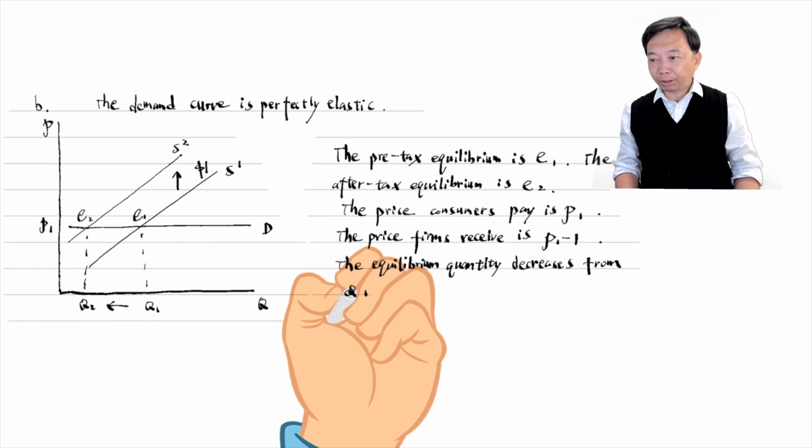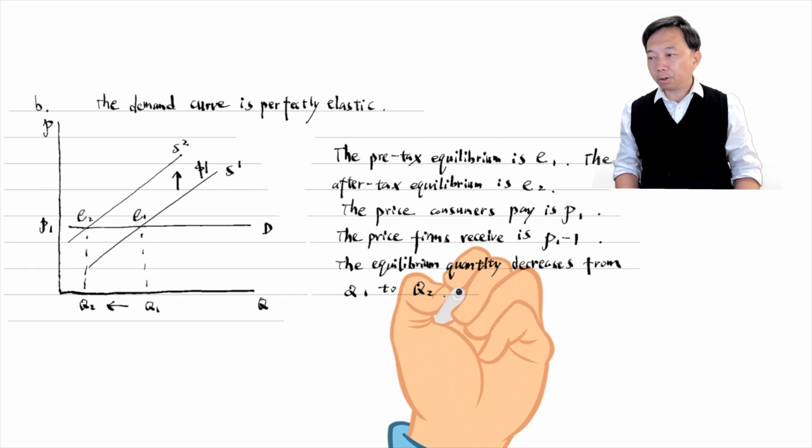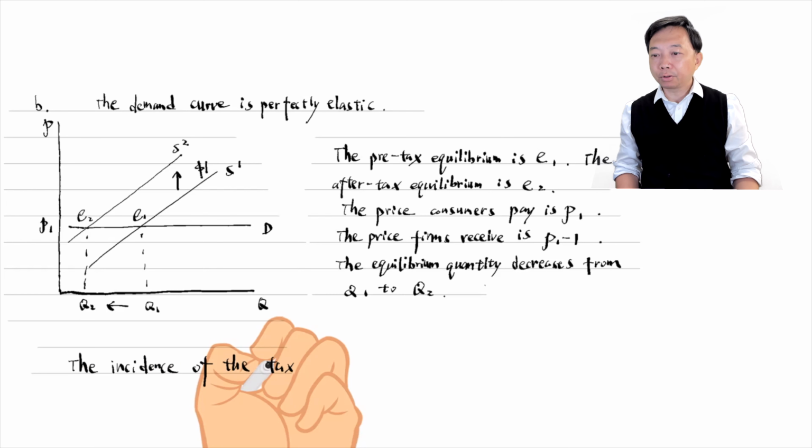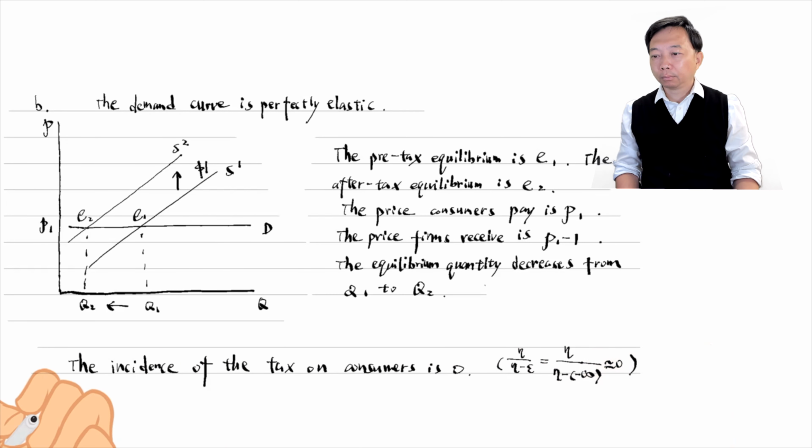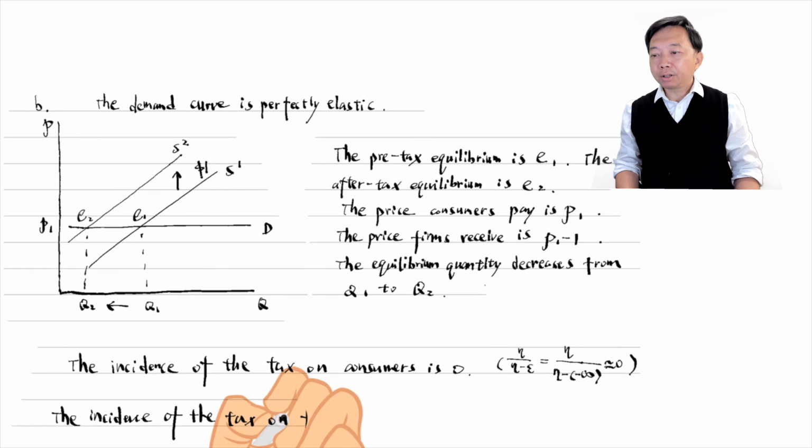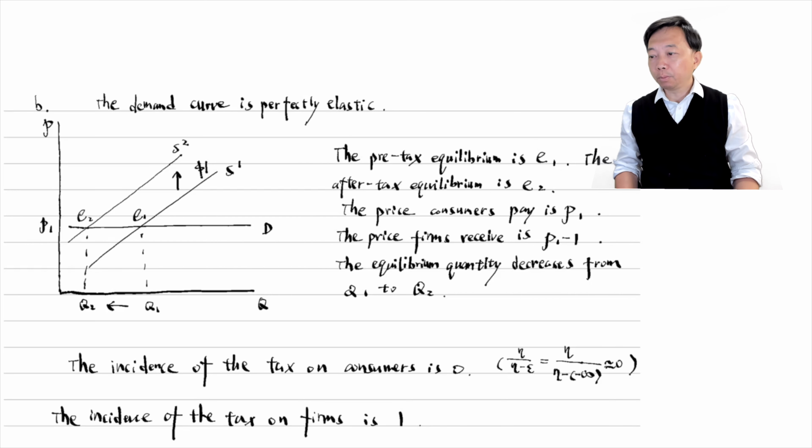The incidence of the tax on consumers is 0. The incidence of the tax on firms is 1. The firms pay the entire tax because the consumers are perfectly elastic and will not accept any price above P1. Firms have to sell products at P1 and absorb the entire tax.